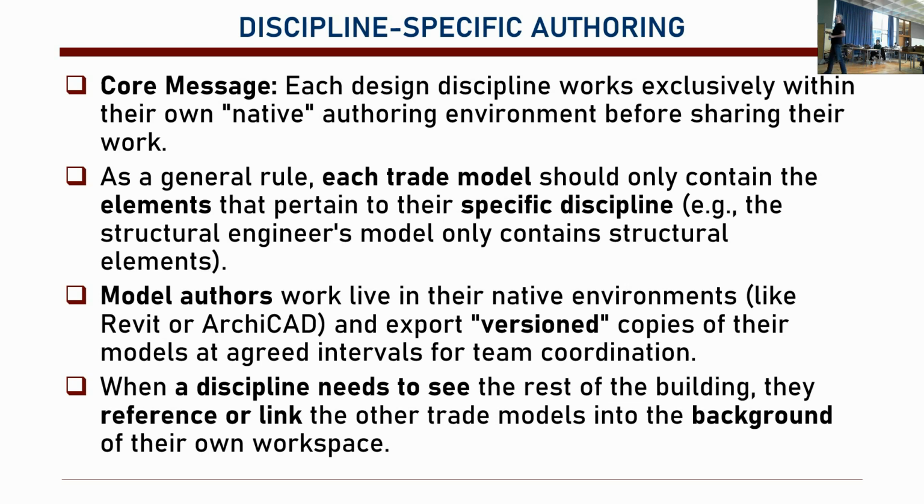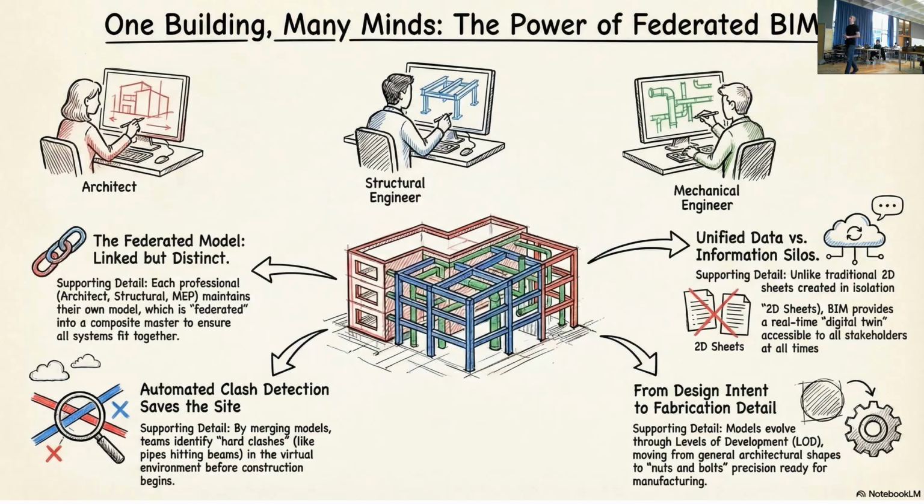And if a discipline needs to see the rest of the building, basically they reference or link the other models. So a mechanical engineer can bring in the electrical engineer's work or the architect's work. The architect's work is most of the time the thing that we base everything upon. So the most important one is the architectural model, and the other models can be linked into that model. But of course, it depends.